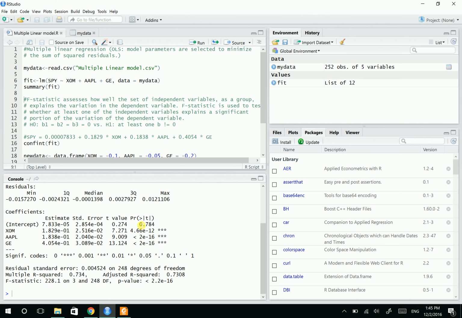And the last column is the probability of getting a value bigger than the t statistic. So if you're expecting a number bigger than the t value, the probability that you get this estimate is really small, like 1% or 0.1%. So it's really small.